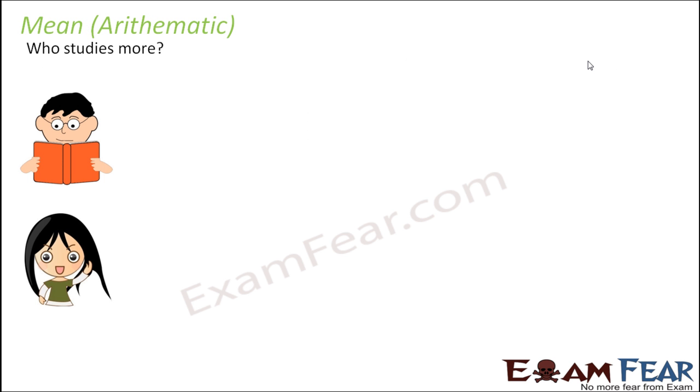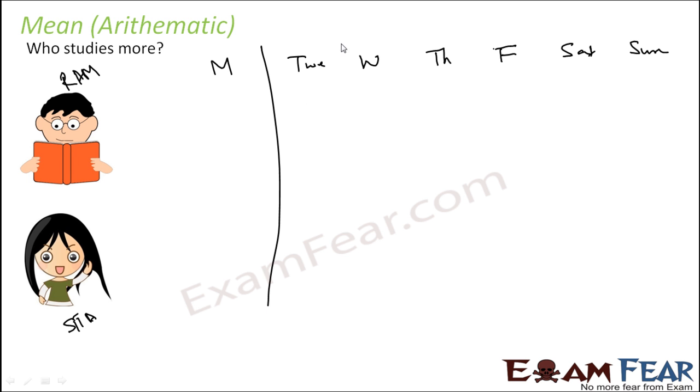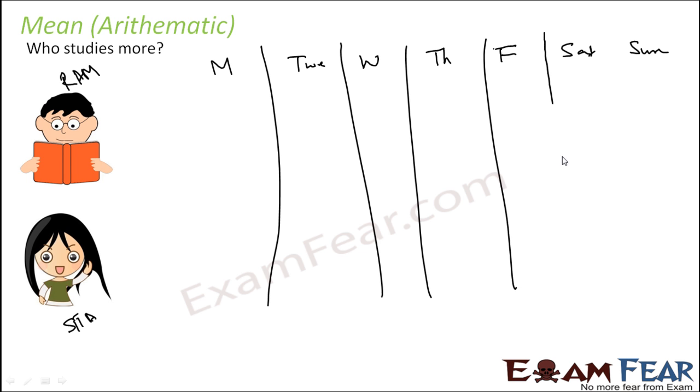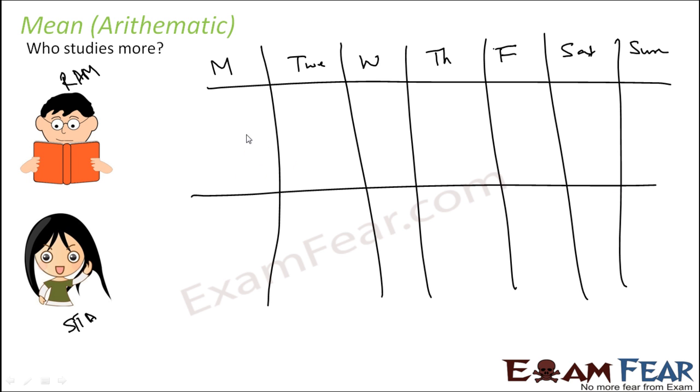So let's take one scenario. There are two students, Ram and Sita, right? And let's suppose they have their worksheet of study hours for Monday, Tuesday, Wednesday, Thursday, Friday, Saturday, Sunday. So the data is given. For Ram, let's suppose it is 5, 4, 4, 3, 2, 5, 5. For Sita, it is 4, 5, 2, 3, 4, 4, 5.